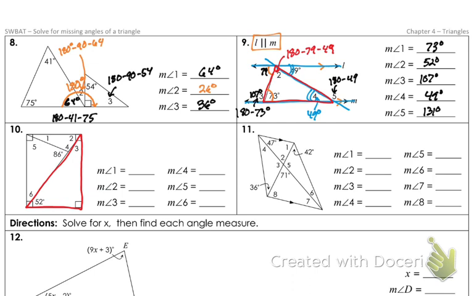So it'd be 180 minus 90. There we go, now we're on the track. 180 minus 90 minus 52. Yes. So our angle 3 should just be 38 degrees. 3 is 38 degrees.